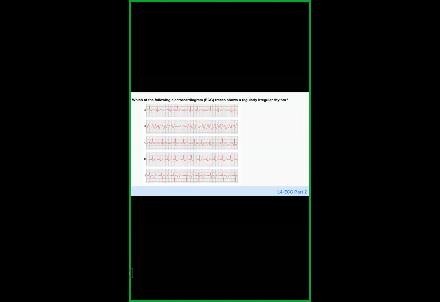Okay, moving on to the next question. Which of the following ECG traces shows a regularly irregular rhythm?